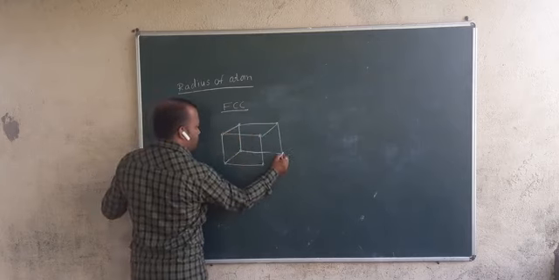So R is equal to A upon 2 root 2. R is equal to A upon 2 root 2, where A is the edge length. Okay, so this is for FCC. Now I will move forward to BCC.